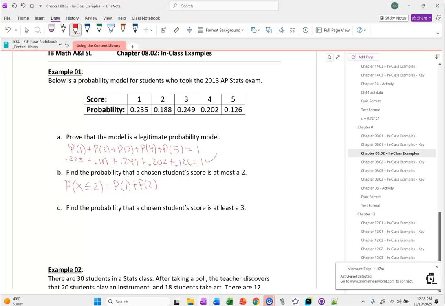The probability that a chosen student score is at least 3. What's at least mean? It means greater than or equal to. So to do that, we would need to do the probability of 3 plus 4 plus 5 plus 6. Everybody feel okay with what we did there?